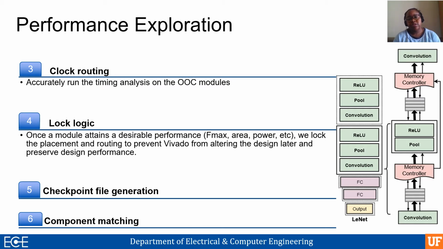In the component matching step, what we do is that we recompose the final CNN architecture by stitching all the components together. As an example, you can see the LeNet CNN on the right. You can see how the components have been implemented. What are the interfaces between each component? We have an interface to on-chip buffers where the data will be streamed from one component to another. We also have a memory controller to synchronize the communication between each component.